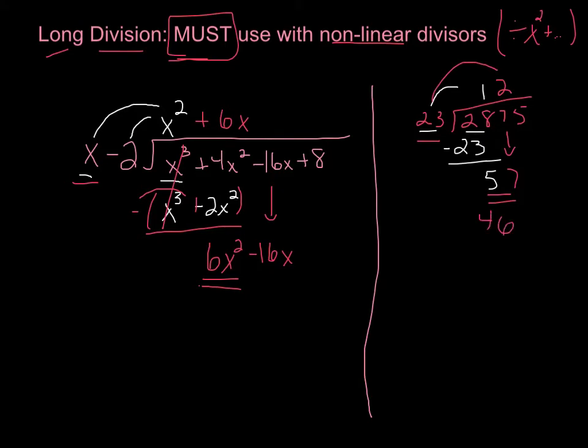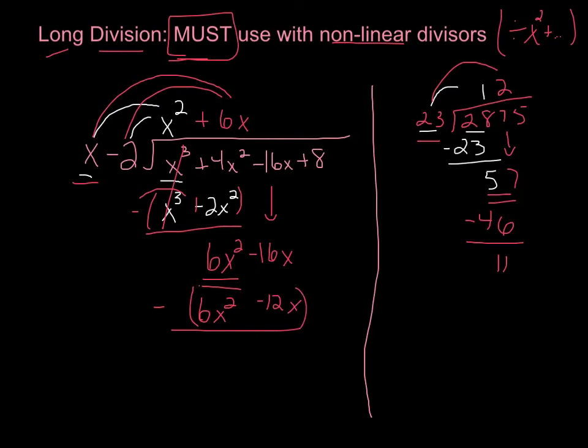Go to the left side. 6x times x, 6x squared. 6x times minus 2 is minus 12x. Okay, go over to the right side. Subtract them. That's 11. Go over to the left side. Subtract them. Careful here. Put him in parentheses because you're going to have to change your signs. He becomes negative, so they go away. That'll always happen. He becomes positive. Negative 16 plus 12 is actually negative 4x.